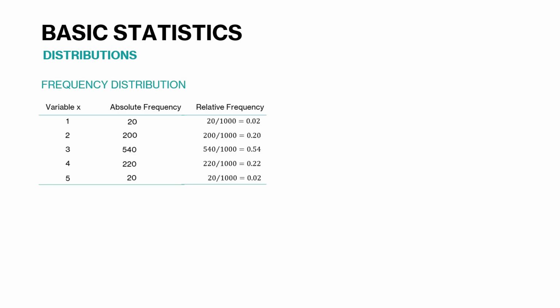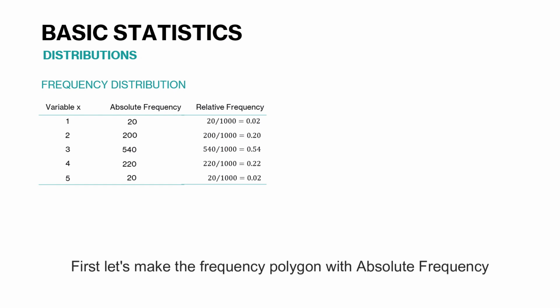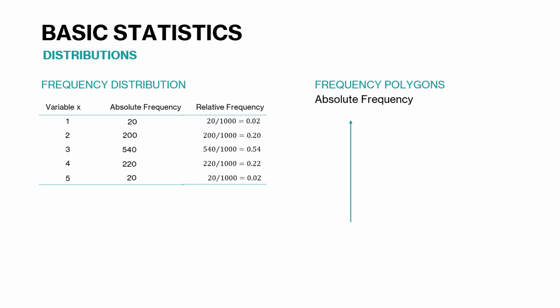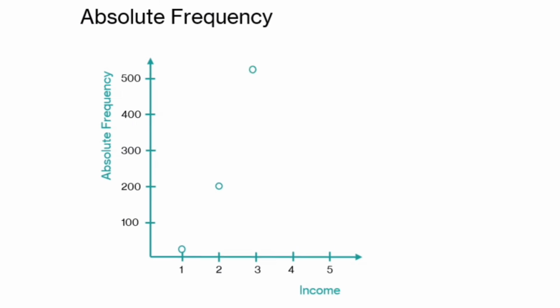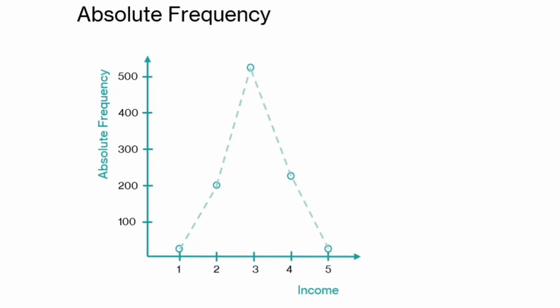This is the frequency distribution of the variable income. We have the number of individuals on the y-axis and the income on the x-axis. Now let us plot the variables. For income 1, absolute frequency is 20. For income 2, the absolute frequency is 200; for 3, 540; for 4, 220; and for 5, 20. Join all the points we have plotted. This is the frequency polygon for absolute frequency.